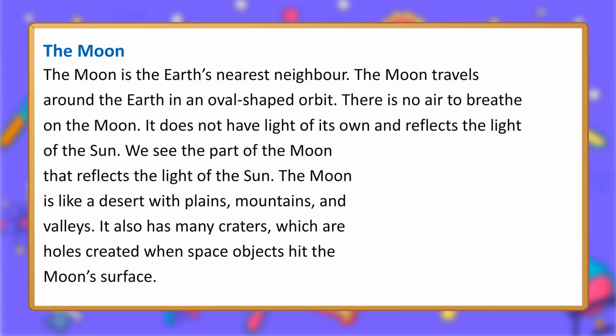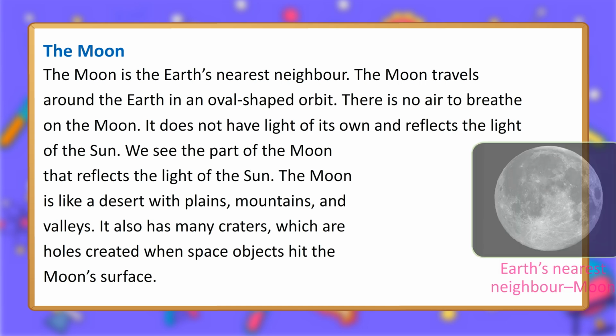The Moon. The Moon is the Earth's nearest neighbor. The Moon travels around the Earth in an oval-shaped orbit. There is no air to breathe on the Moon. It does not have light of its own and reflects the light of the Sun. We see the part of the Moon that reflects the light of the Sun. The Moon is like a desert with plains, mountains, and valleys. It also has many craters, which are holes created when space objects hit the Moon's surface.